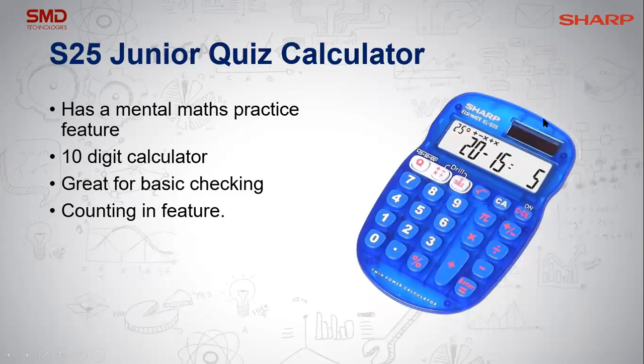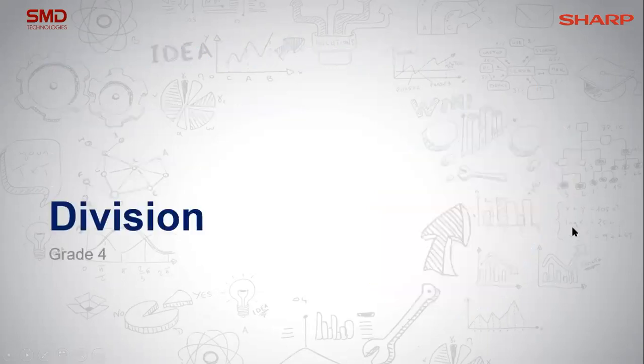Now, this is the junior calculator, and we recommend it from grade 3 and upwards, because according to CAPS, they need to have a calculator to be able to check their answers. It's just one of those things. But what makes this one really cool is that it has a mental maths function, and I'll explain what that mental maths flashcard drill function is in a second or two. But it's really a nice calculator for the littlies to use.